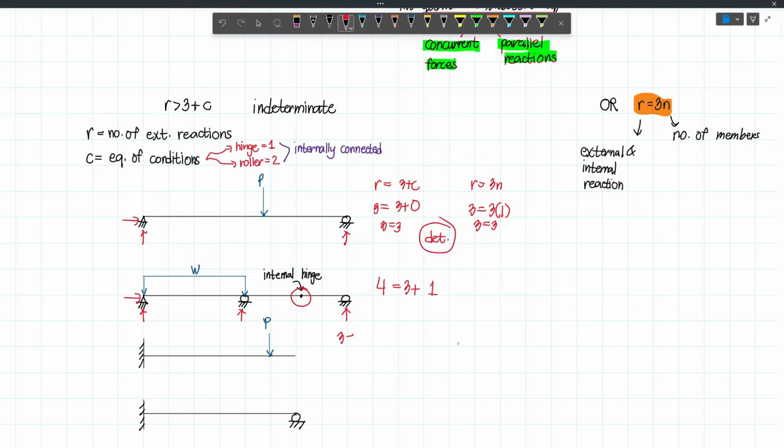The internal hinge has two reactions, so 3 minus 2 is equal to 1. So that becomes your C value. And then if we have a roller support that is internal, it only has one reaction, so 3 minus 1 becomes 2. That becomes your value of C.